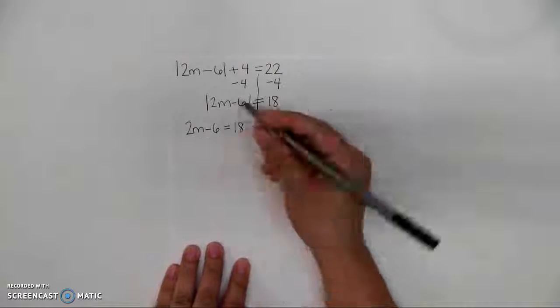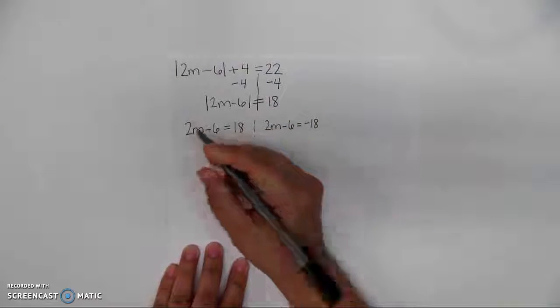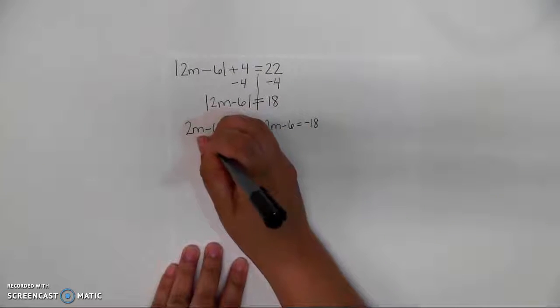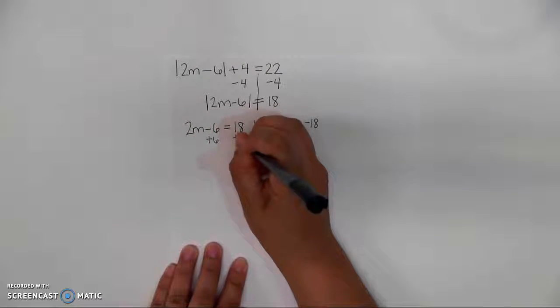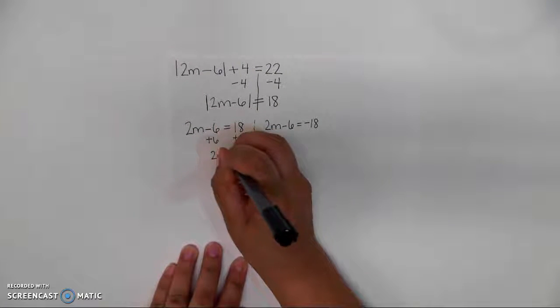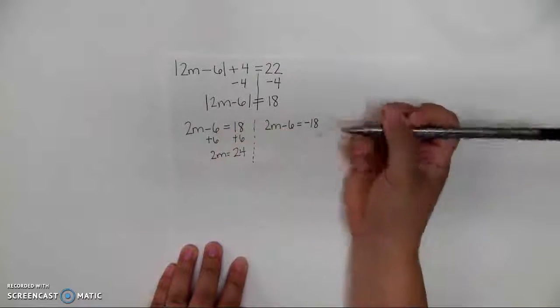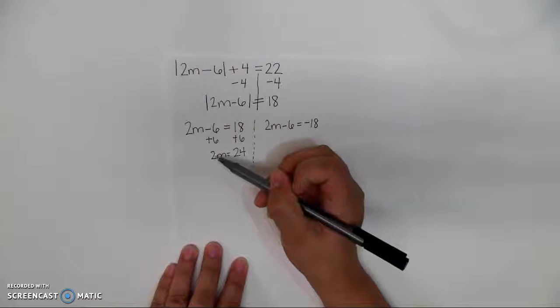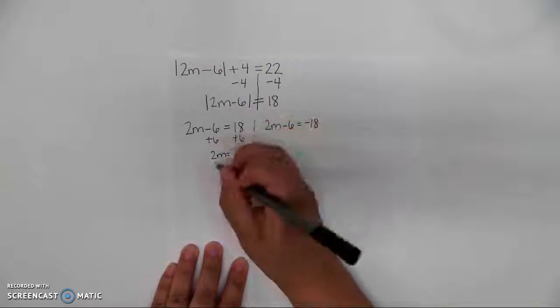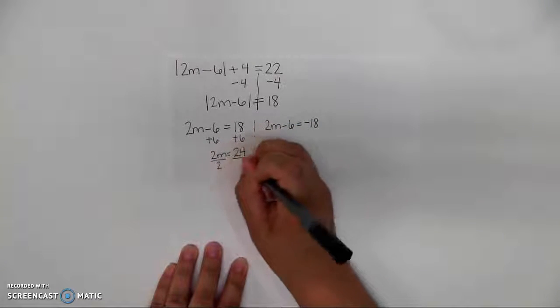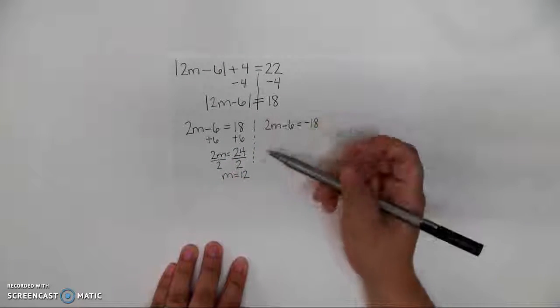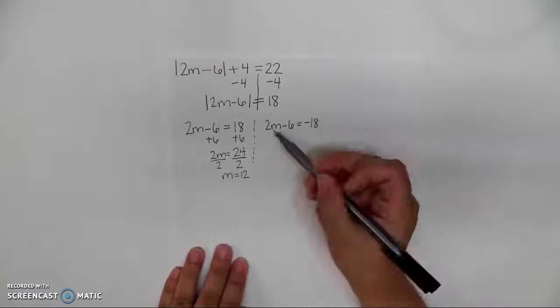So first I'm going to come over here and I'm going to solve my 2m minus 6 equals 18. I'm going to do that by adding 6 to both sides. So I have 2m equals 24. Then I'm going to divide because I'm multiplying here. Remember, if we don't see a multiplication symbol, it just means multiplication. So m equals 12.